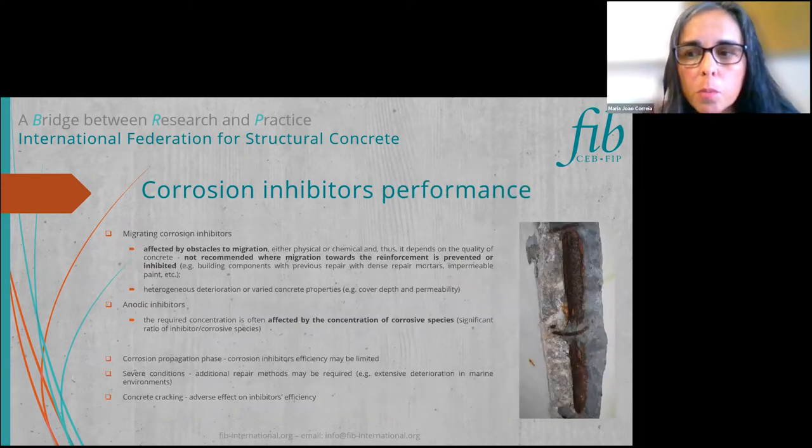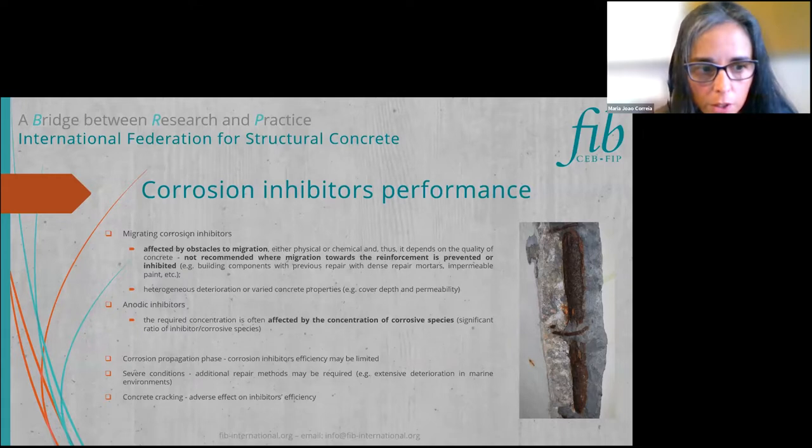The corrosion inhibitor's performance is affected by their properties as well as by the environmental and concrete characteristics. For example, migrating corrosion inhibitors are affected by obstacles to migration, being not recommended where migration towards the reinforcement is prevented or inhibited. The anodic inhibitors are affected by the concentration of corrosive species, and generally the inhibitor's efficiency is affected by the corrosion propagation, by severe conditions, or by concrete cracking.